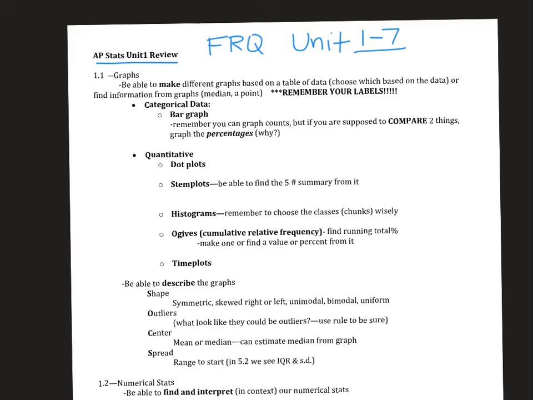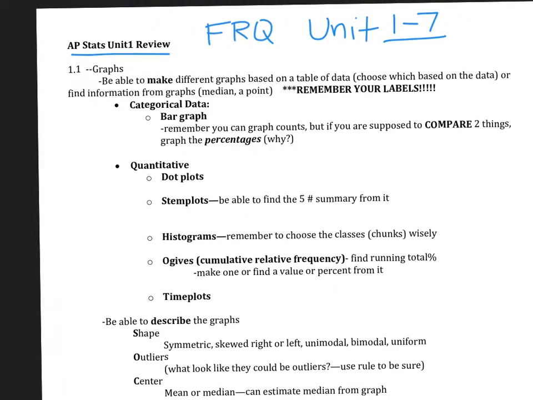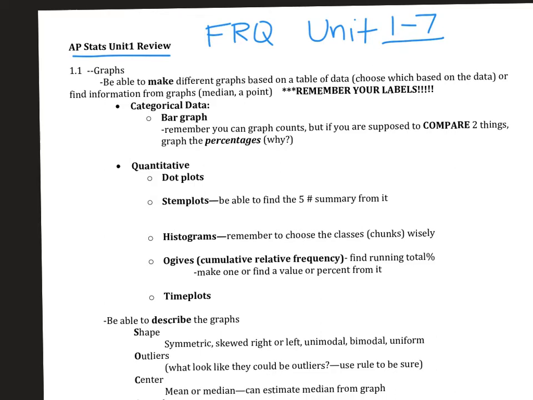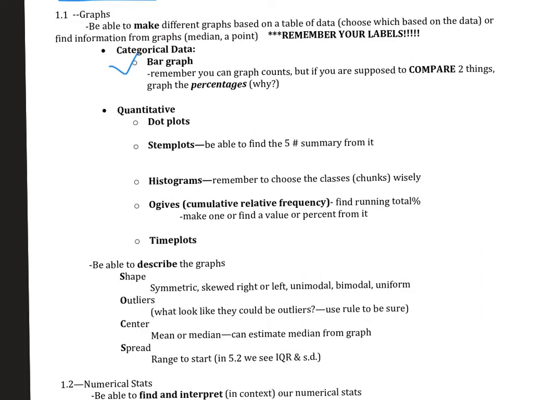So here we go. Let's talk about what this whole unit was all about. This unit was all about graphs, and we had some different kinds of graphs, to be able to make different graphs based on a table of data, or find information from graphs. So we had categorical data, which are bar graphs, and we use percentages because the counts might be different. If you're comparing male versus female and you have 100 men but only 20 women, you want to see what percent of them believe a certain thing and compare percentages.